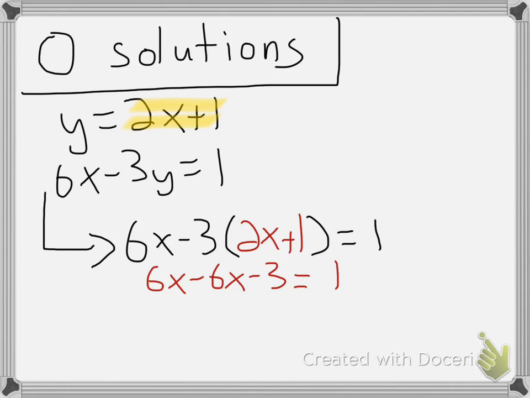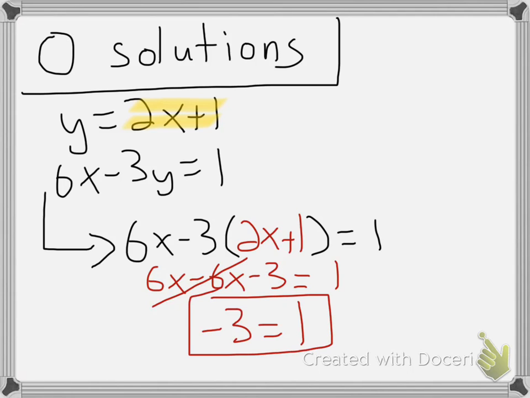Look what happens. This goes away, right? It's 0. We get something that makes no sense. So if we get something that makes no sense, okay, we say right away, we know it's 0 solutions. Those lines would never meet. They'd basically be two parallel lines on the graph somewhere, okay?